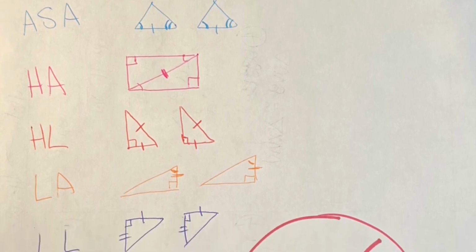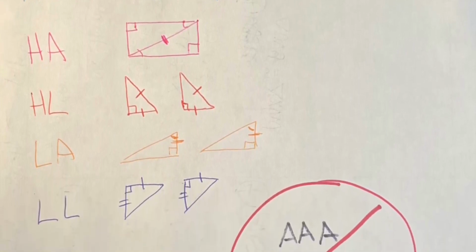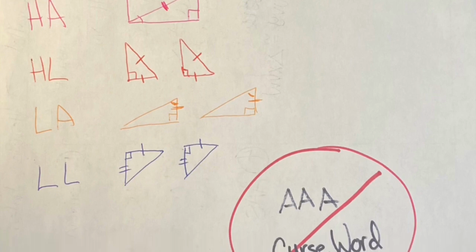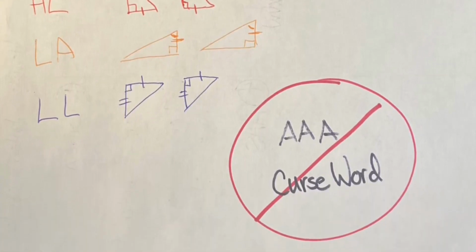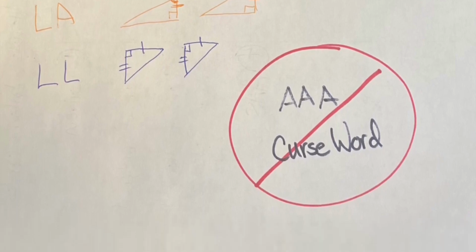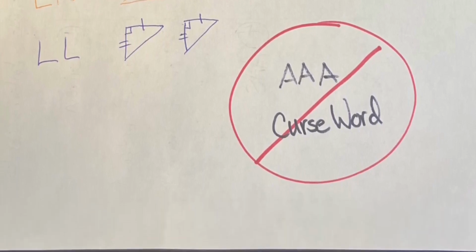The 4 right triangle proofs are HA, which deal with a hypotenuse and an angle; HL, which deal with the hypotenuse and a leg; LA, which deal with a leg and an angle; and LL, which deal with 2 legs. The ones that don't exist are AAA, ASS, the curse word, or the backwards version, SSA. Those don't exist.